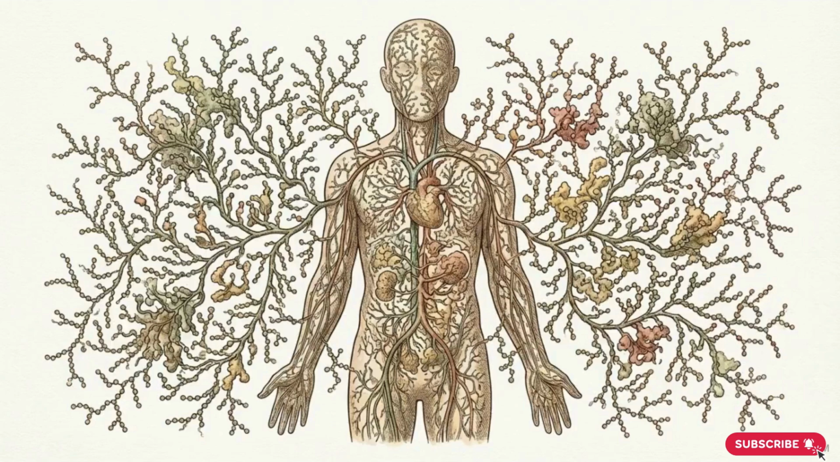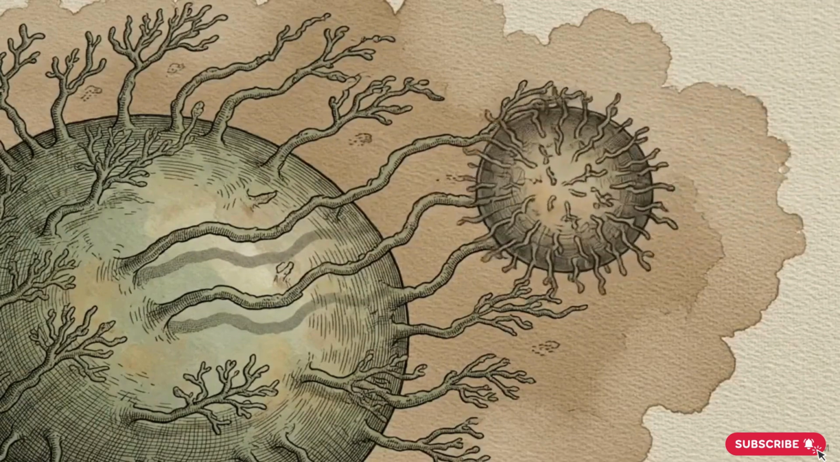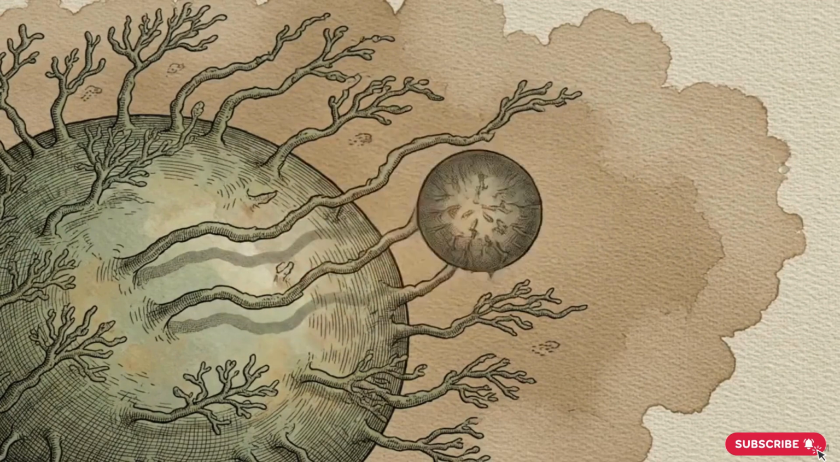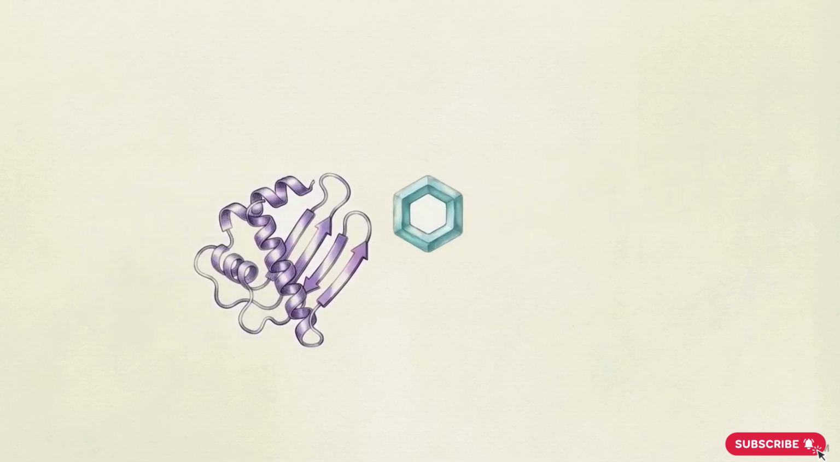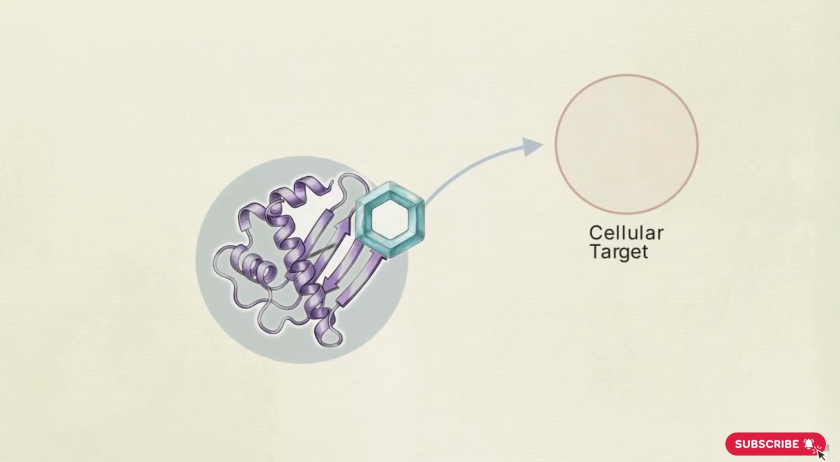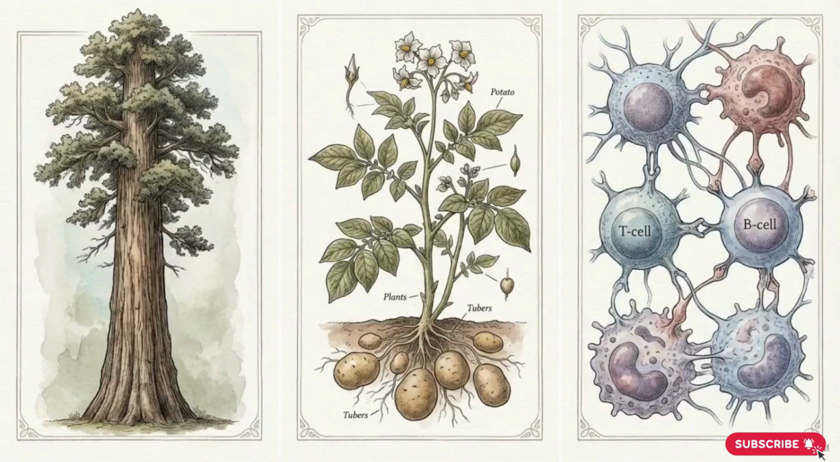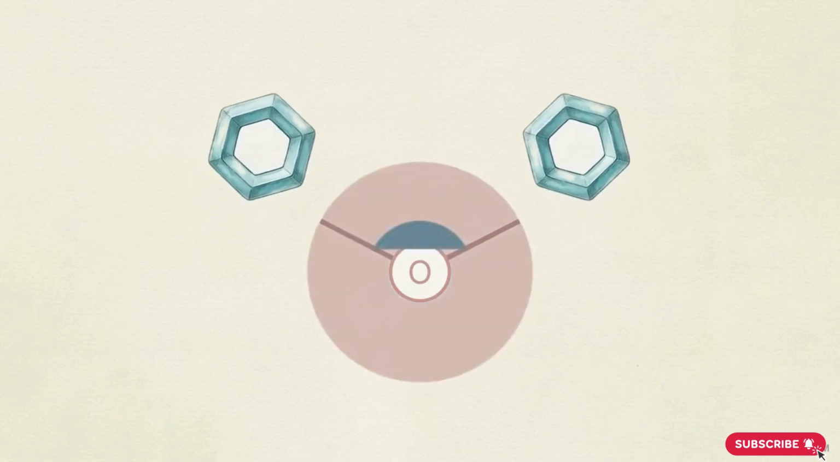Scaling up, the sum total of all carbohydrate structures in the human body is called the glycome. These complex sugar chains coat the surface of human cells, mediating everything from cell-to-cell adhesion to immune signaling. Sugars frequently exist as glycoconjugates, covalently binding to proteins and lipids to alter their function and guide them to their cellular targets. The macroscopic strength of a tree, the energy density of a potato, and the communication between our immune cells are all direct consequences of the microscopic angle of a single glycosidic bond.